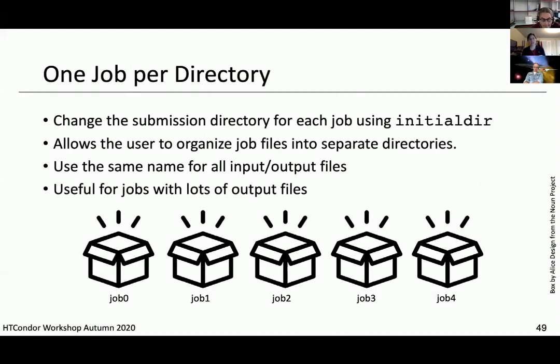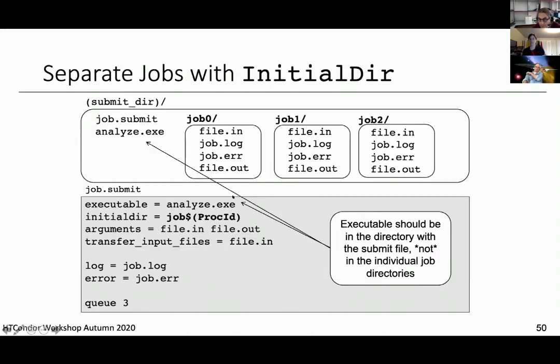And finally, one organizational structure that some people really like to use is putting individual jobs each in their own directory. This is useful for jobs that have a lot of output files, to keep them separate. It does allow you to have the same name of the inputs and outputs for all your jobs, because only the directory name changes. A lot of different reasons this might work for someone, but the magic submit file option to make this work is initial dir, which you see here.